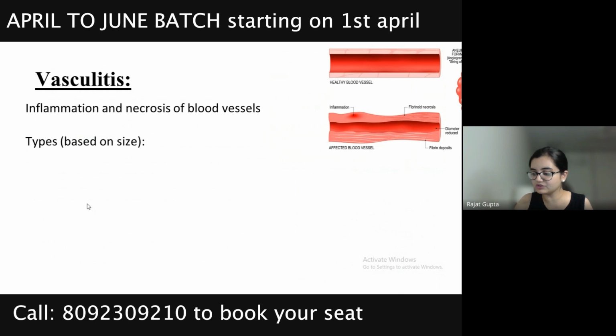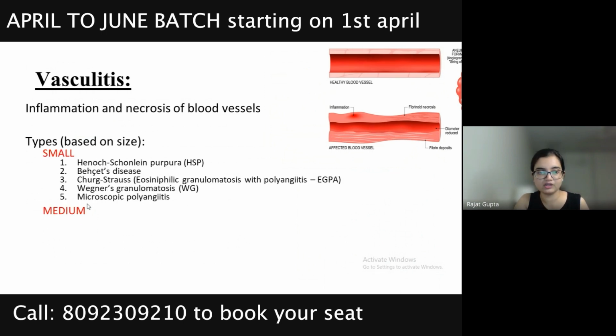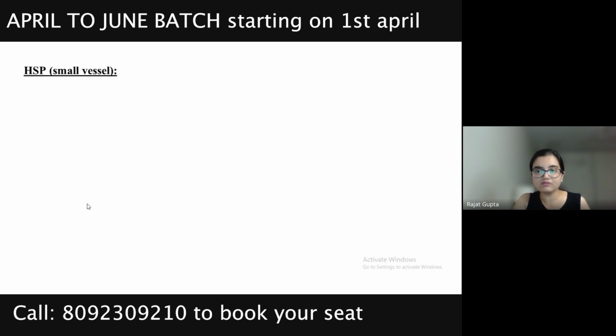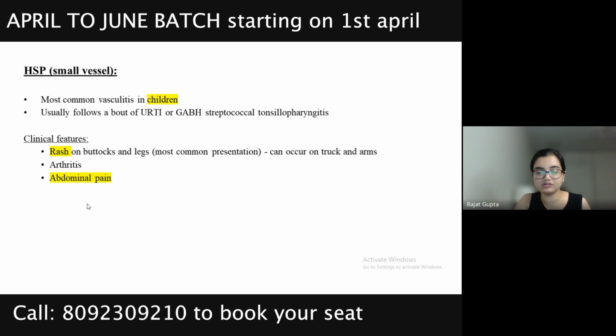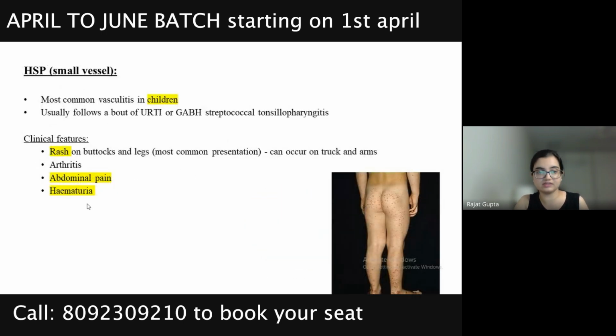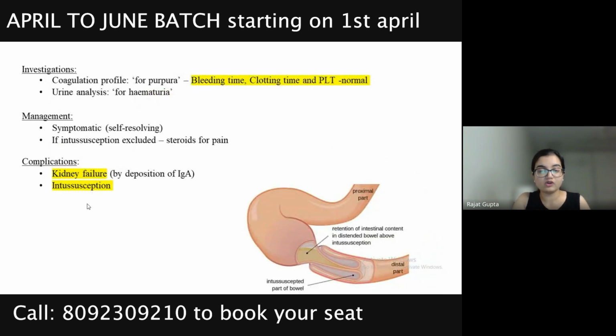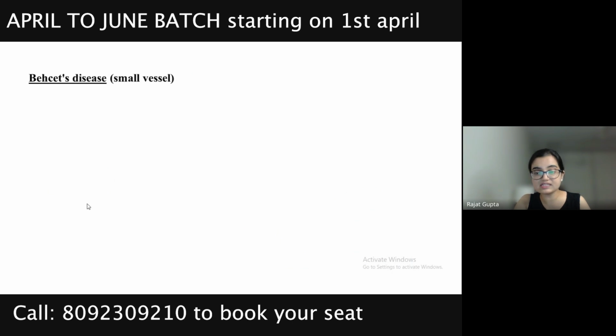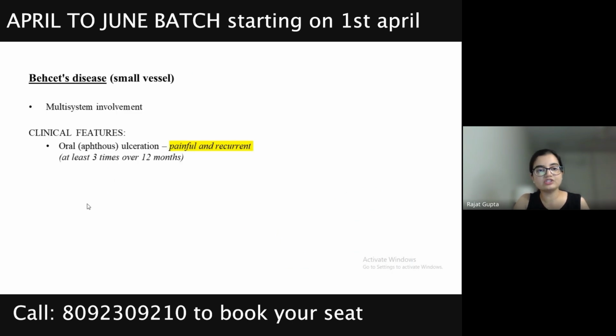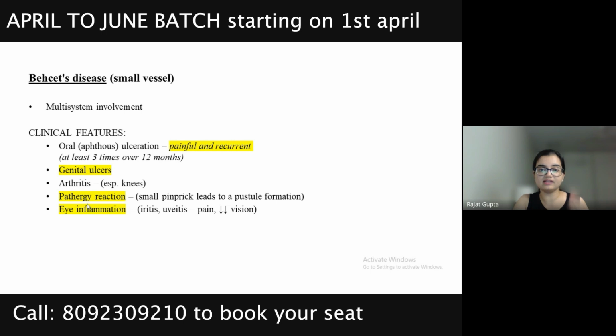Vasculitis, we divided it into three. Small, medium, and large. Okay. Now, what are we going to remember in HSP? We're going to remember that rash, the picture that we looked at, rash on the buttocks and legs. We're going to remember hematuria, more common in children. Complication, intussusception, and kidney failure. Okay. Behçet's disease, we are going to remember multi-system involvement. Yes, it's going to be oral ulcers, which are painful, genital ulcers, arthritis, and eye involvement.